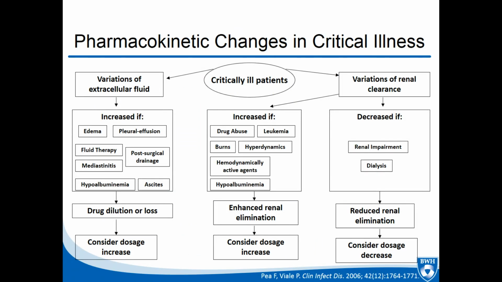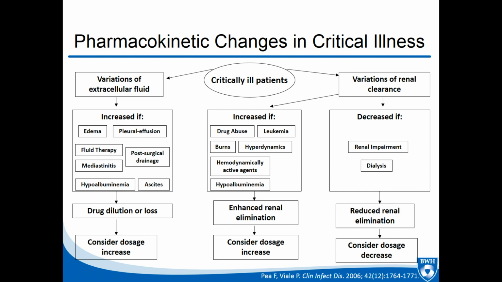Now this is a busy slide, I know, but we like to focus on essentially the two most common pharmacokinetic changes in critical illness. The first is variations of extracellular fluid, which you'll often see in patients who are edematous or getting a lot of fluid, say in the initial phases of sepsis, and that can often lead to drug dilution or loss. In these types of patients, we would consider increased dosage of medications.